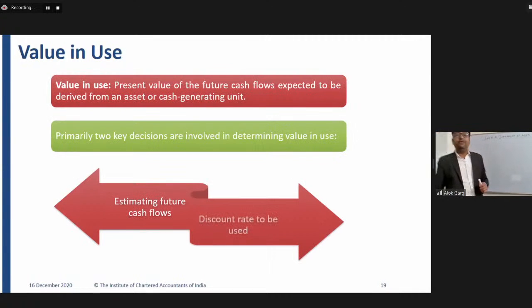Then we discussed value in use. What is value in use? It is the present value of the future cash flows expected to be derived from an asset or cash generating unit. So far we have not discussed cash generating unit. We will discuss it in today's session. So two things are important for value in use. First, estimation of future cash flows. Then applying the discount rate on those cash flows to arrive at a present value.